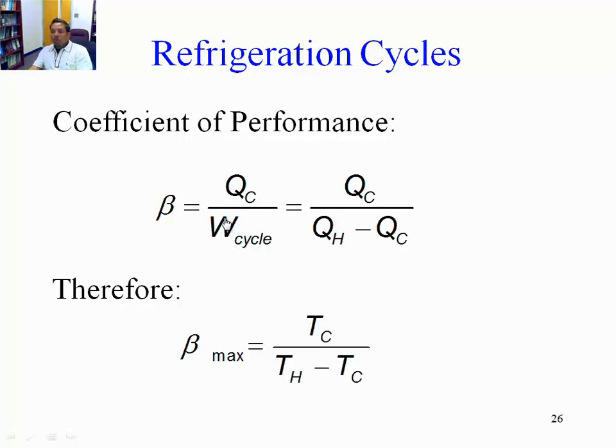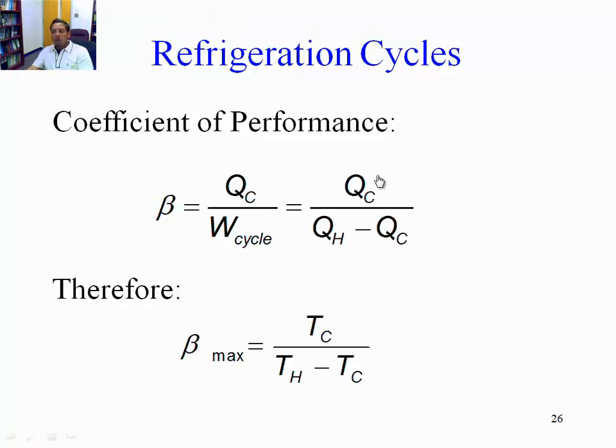So using the same argument that we use for Carnot efficiencies, we can use it for the coefficient of performance of a refrigeration cycle. If the coefficient of performance is QC divided by W, and the W net of the cycle is QH minus QC due to the first law of thermodynamics, this is Q out, this is Q in.